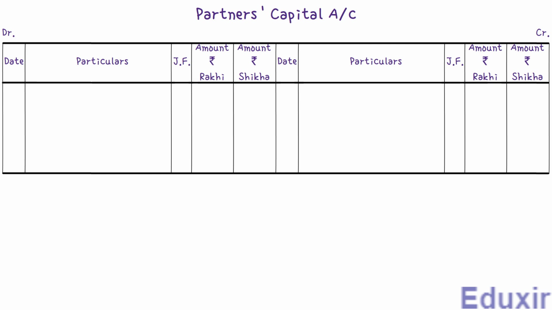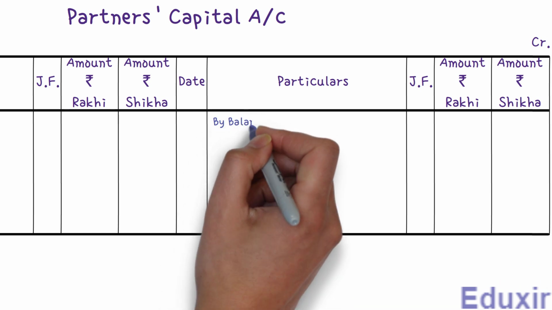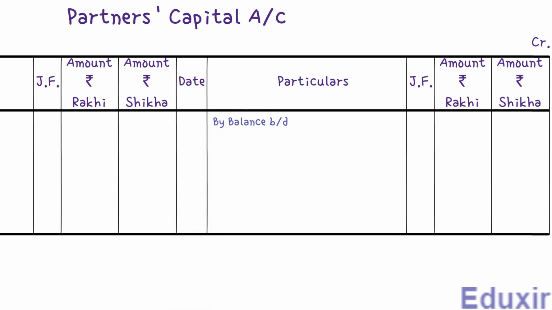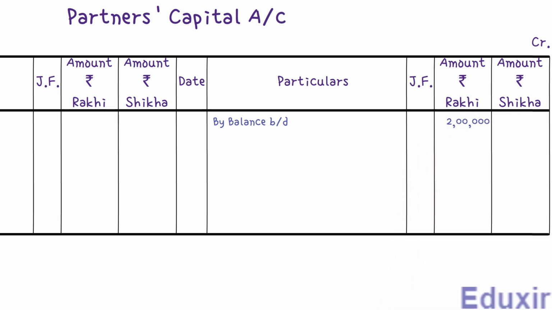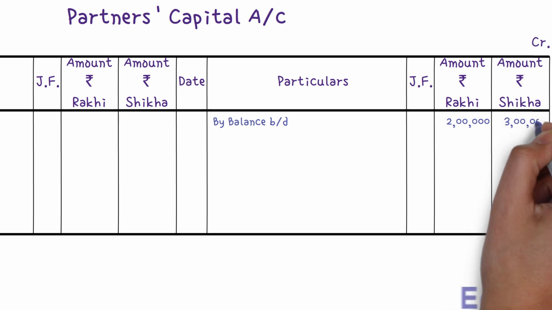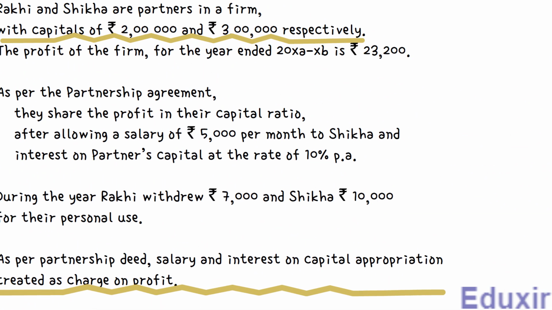As you know, for posting the capitals, we create the capital account. So, let's first write by balance brought down in the particulars column on the credit side. Let's then write the partner Rakhi's capital amount of 2 lakh rupees in her amount column. Let's then write the partner Shikha's capital amount of 3 lakh rupees in her amount column. With that, we have completed the posting of the capital balances brought down from the previous accounting period to the current accounting period. Let us now consider the next transaction in the given problem.